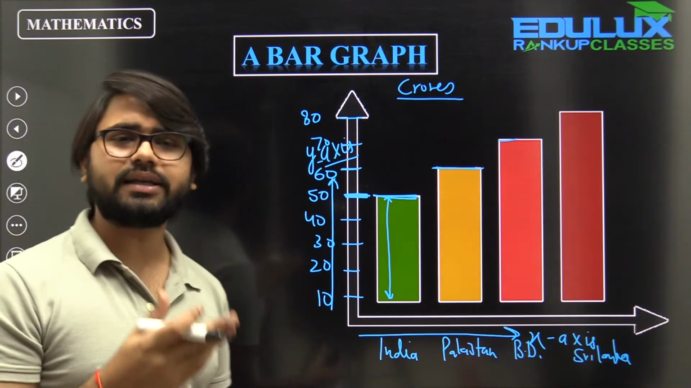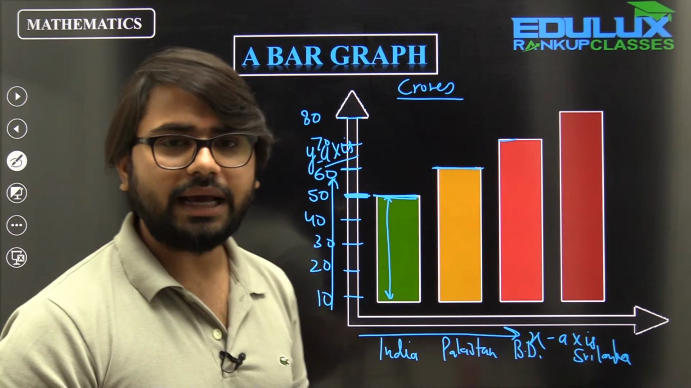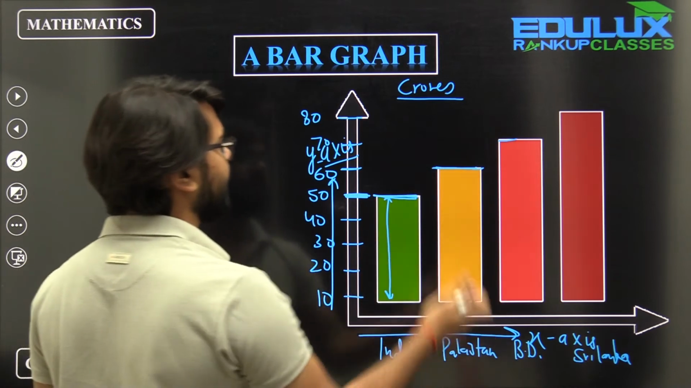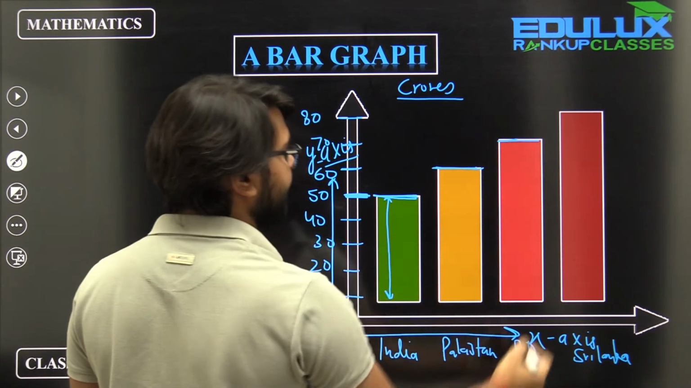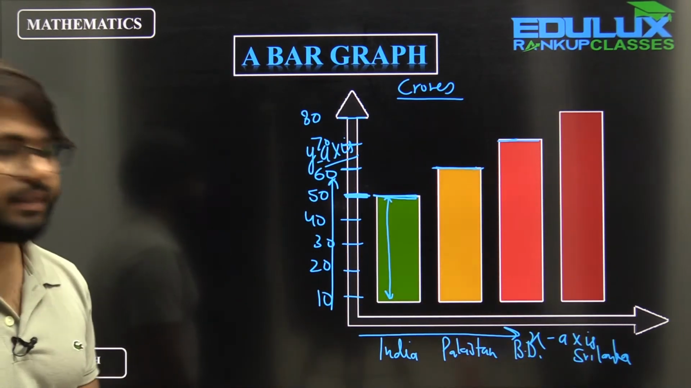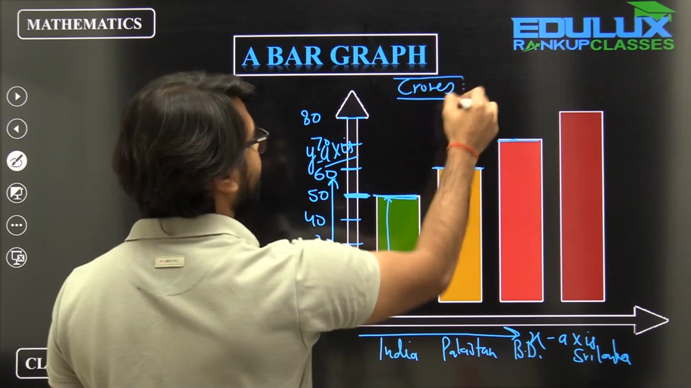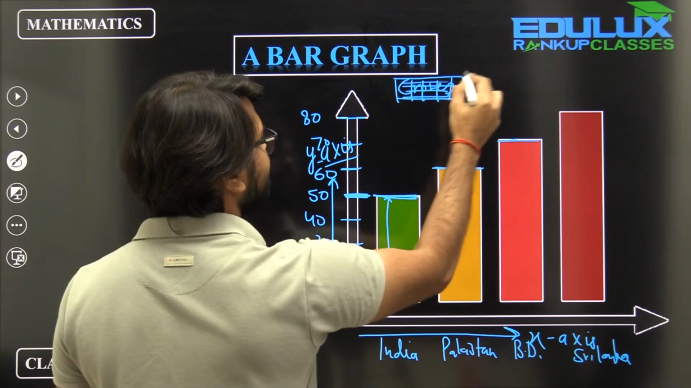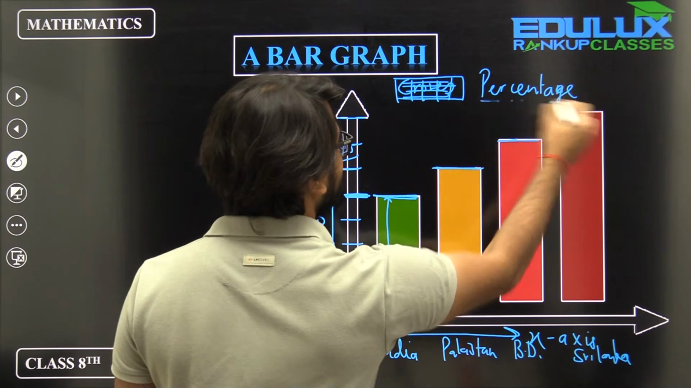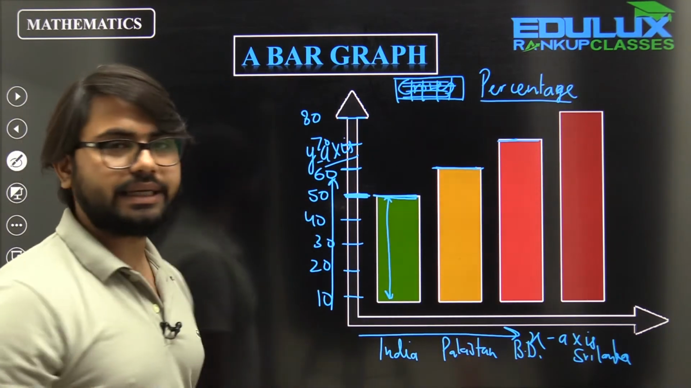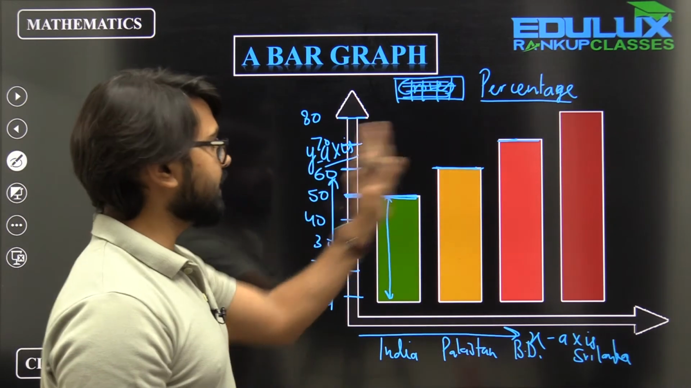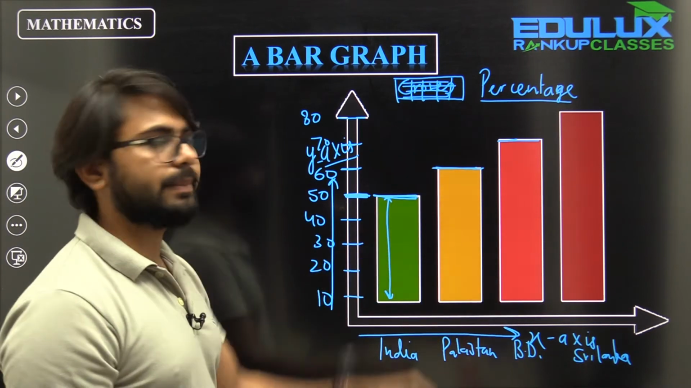Actually it is not relevant to the population. The population number may be less than this, but for this example, we can consider that 70 crore people are liking mangoes in Bangladesh and 80 crore people are liking mangoes in Sri Lanka. Or we can remove this crore and talk about percentage, which means that 50% people are liking mangoes in India, 60% in Pakistan, 70% in Bangladesh, and 80% in Sri Lanka.